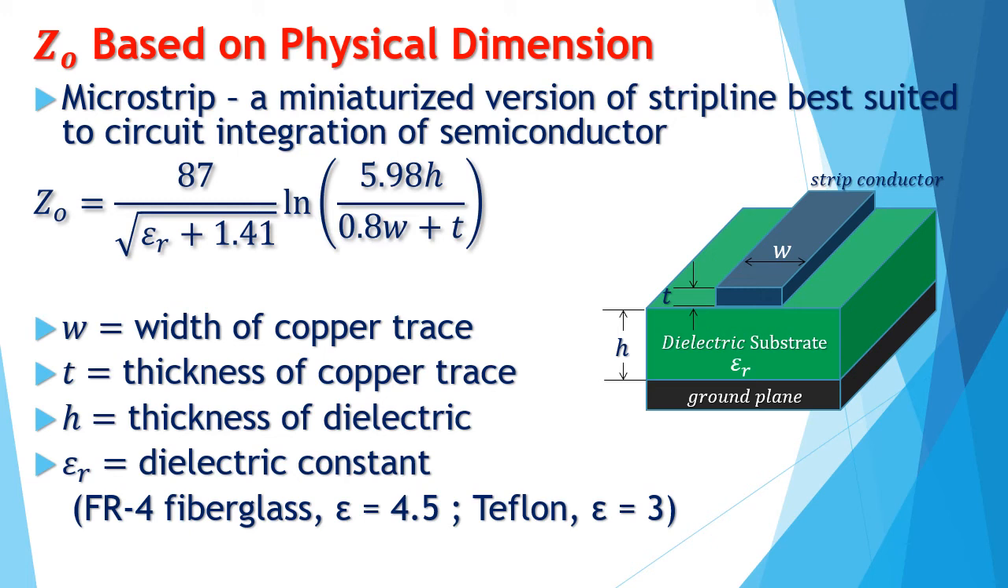So what's the difference between a microstrip and the strip line? First, the construction. As you can see, the conductor is now above the dielectric substrate and there is only one ground plane which is located beneath the dielectric substrate. So this is best used for ICs and for PCB layouts.